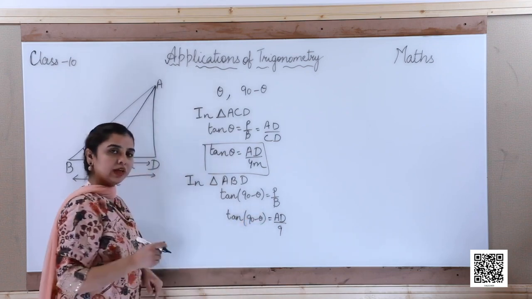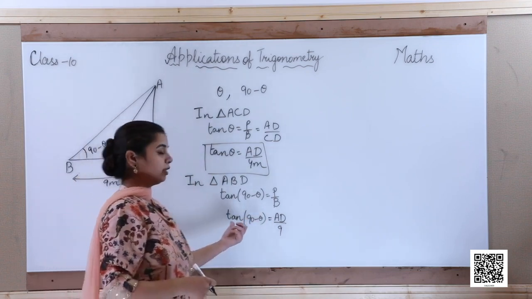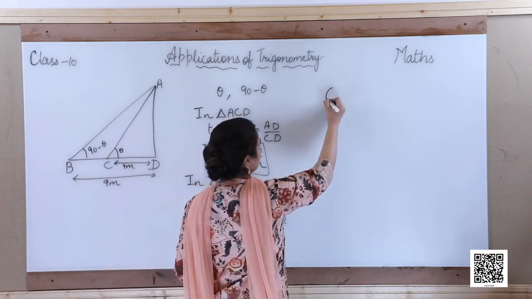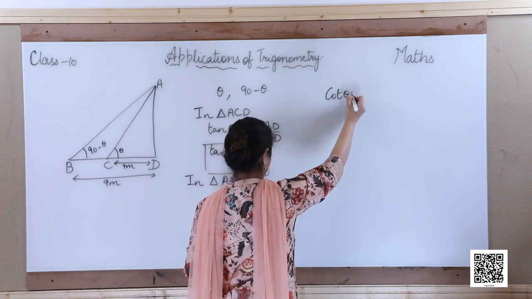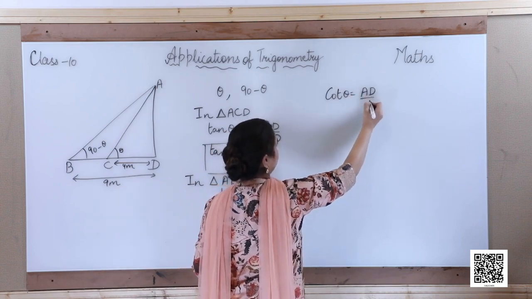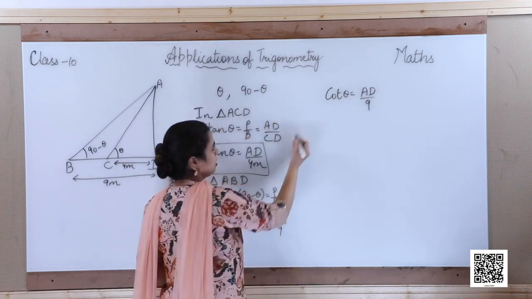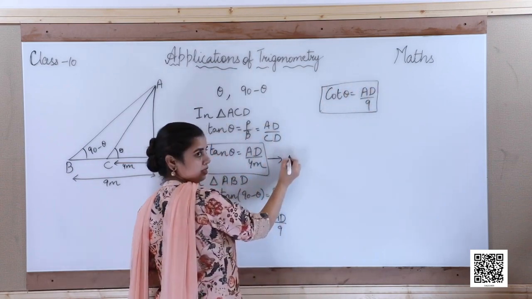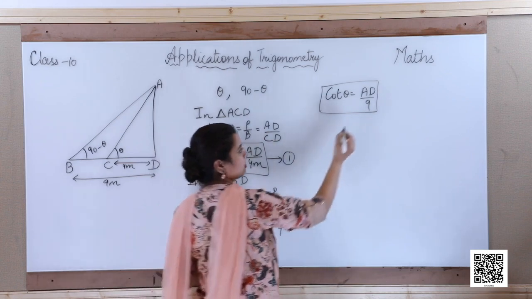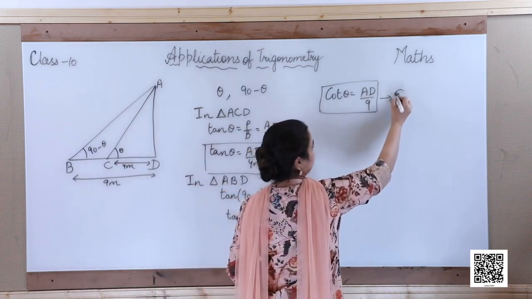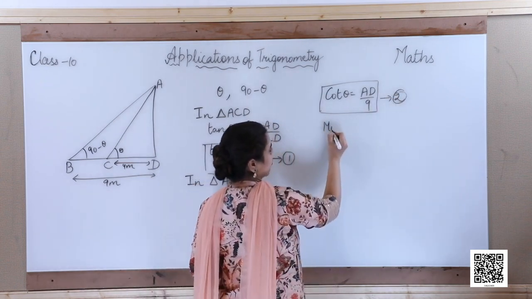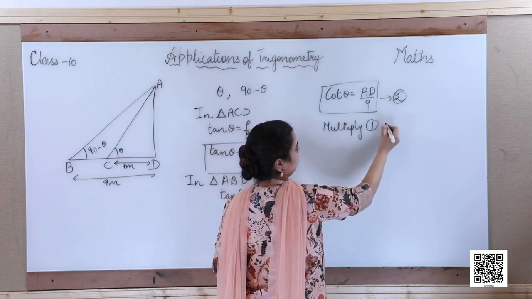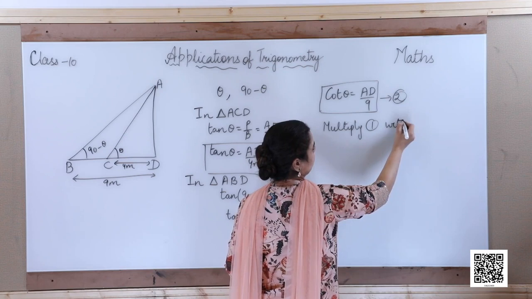Now children, we have done in chapter number 8 that tangent of 90 minus theta is equal to cot theta. So cot theta is equal to AD upon 9. So this is the other result that I've got. So if I number this as statement number 1 and this is statement number 2, let us multiply statements 1 and 2.